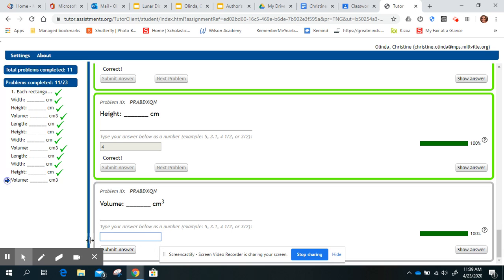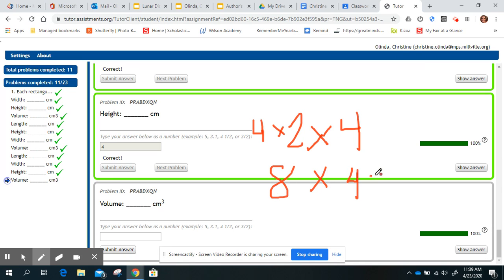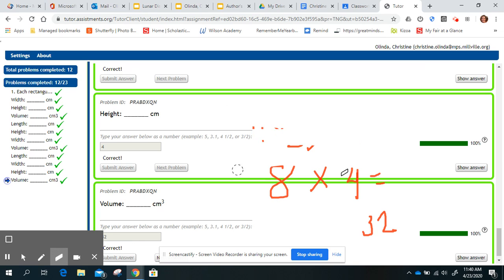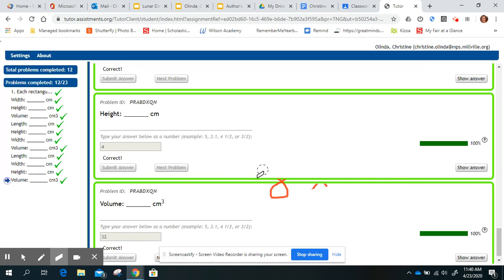To find the volume, I have to multiply all 3 of those answers together. So I had 4 times 2 times 4. And I say, okay, 4 times 2 is 8. And then 8 times 4 is 32. And so I'll type in 32 here. And I hit submit, and it's correct. I'll erase this. And we can hit next question.